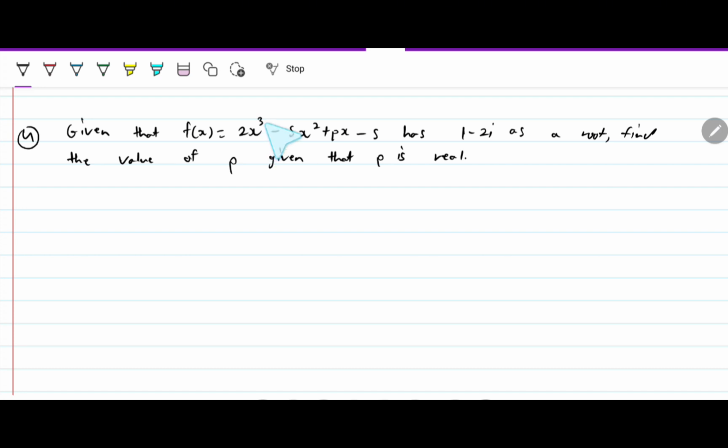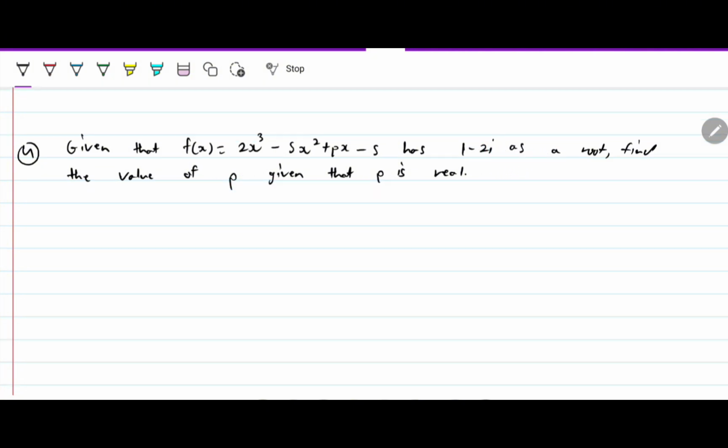Given that f of x is equal to 2x cubed minus 5x squared plus px minus 5 has 1 minus 2i as a root, find the value of p given that p is real. I'm going to utilize the relationship between the coefficients and the roots of cubic equations. So, remember, for cubic equations, we started off with the sum of the roots, alpha plus beta plus gamma. We have a third root, right? So I have 3 roots, so gamma is our third root.